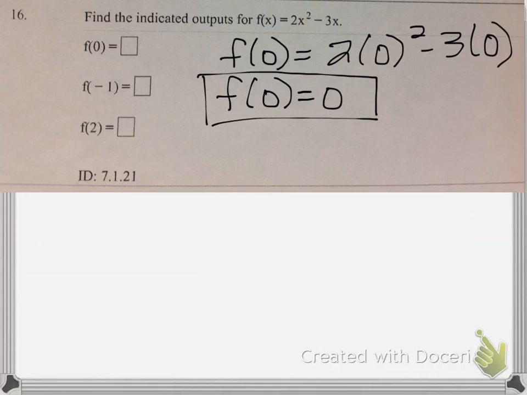And then we would plug in -1. And this is where you have to be careful because you're squaring and you got negatives involved.